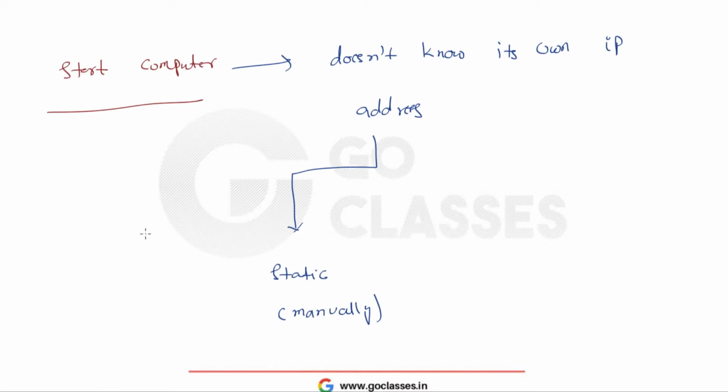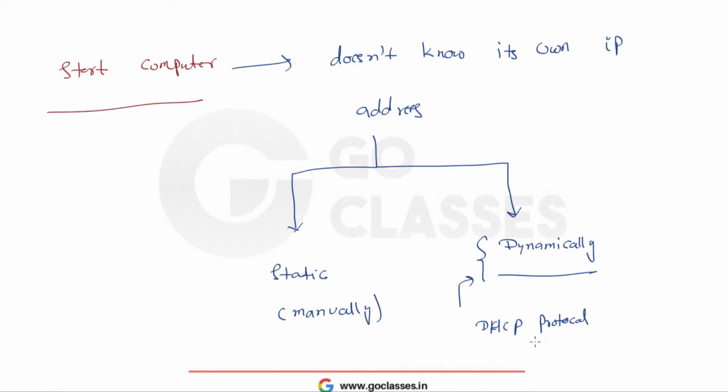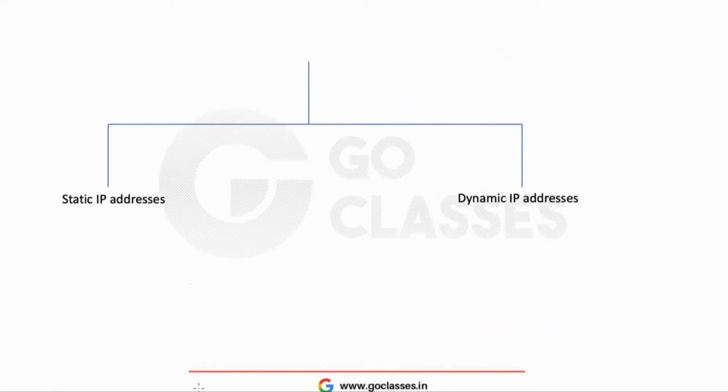So either I can type those details manually, or the second option is that I can do it dynamically. When I say I can do it dynamically, here I do not need to type anything manually. It is done by the DHCP protocol. So the first option is that I can give the static address, which means I need to have manual intervention. But it is definitely not desirable.